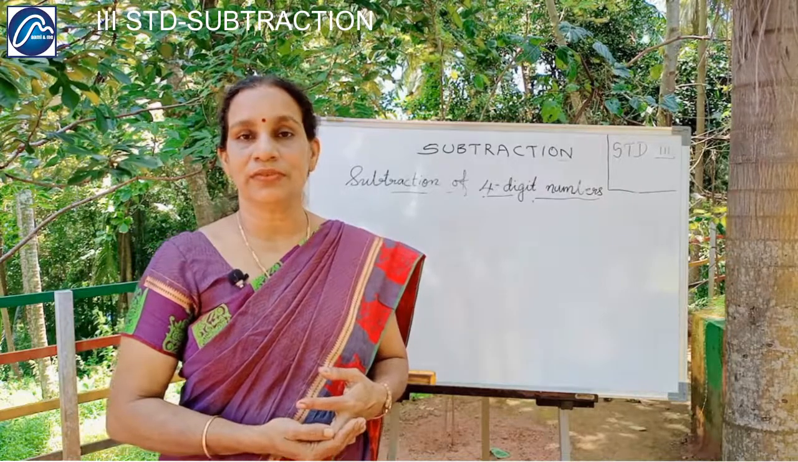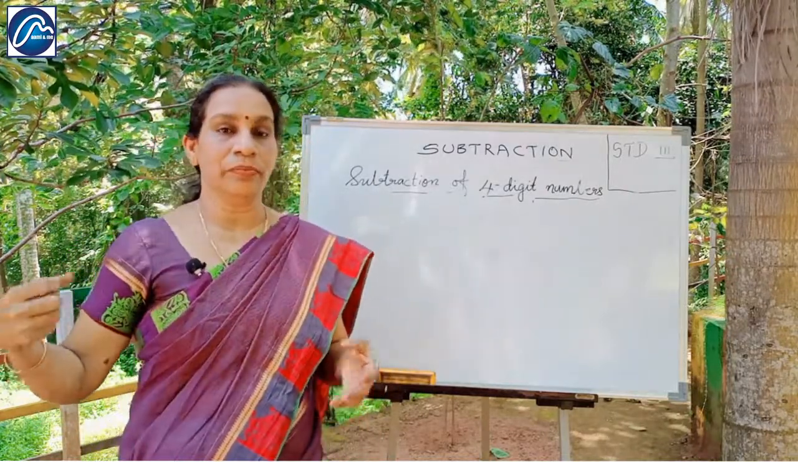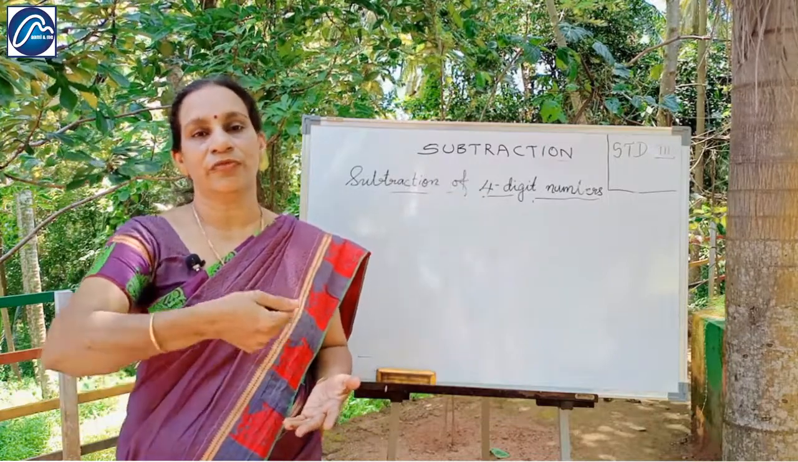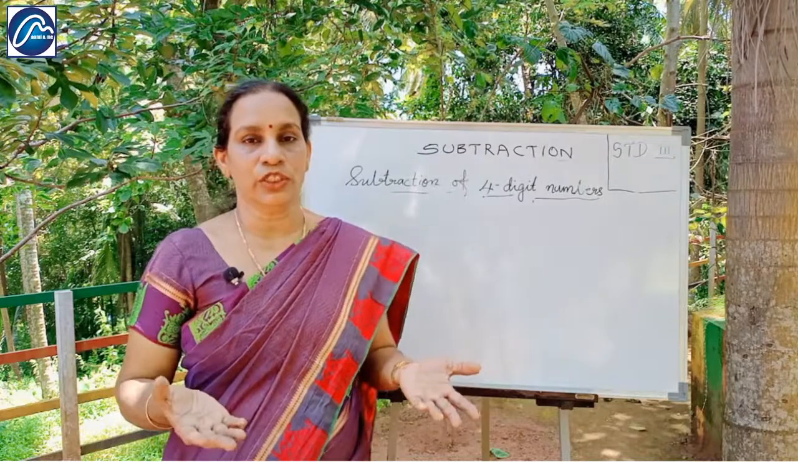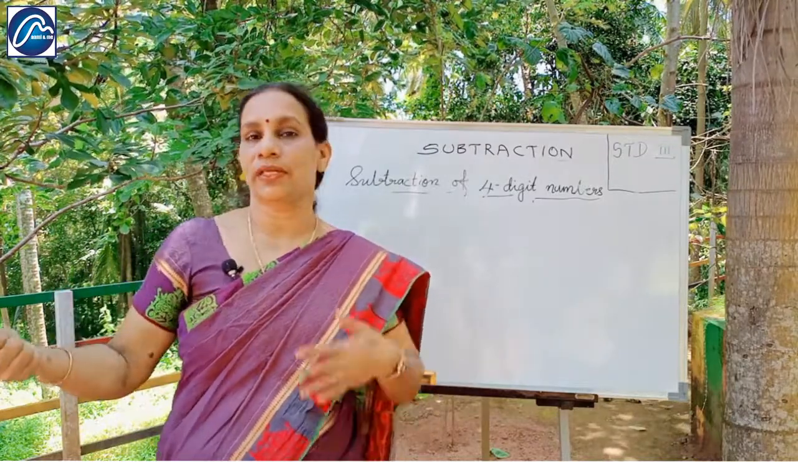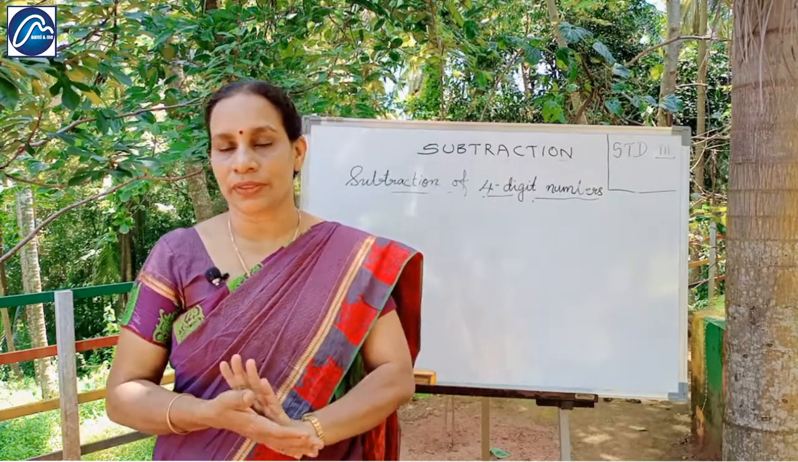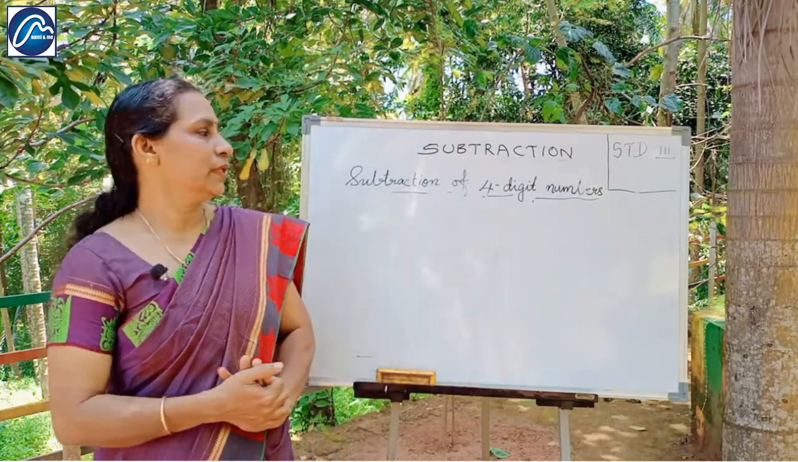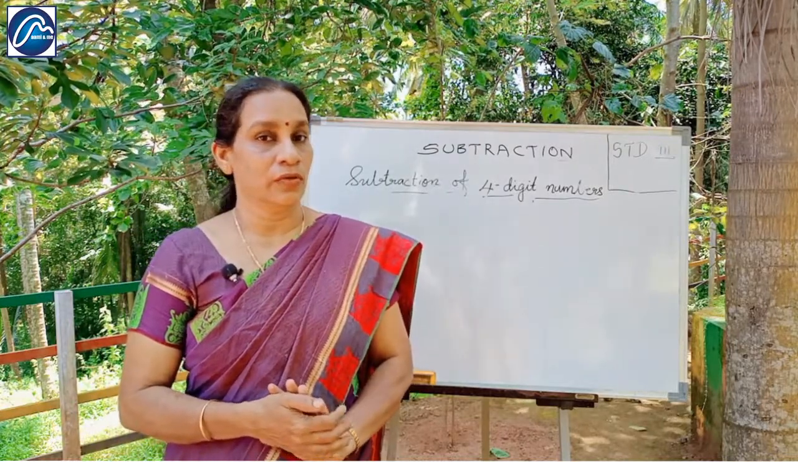What is meant by subtraction? It is taking away from many. We are taking a few from many. If there are 10 seeds, we are taking 4 seeds. Then what will be the rest? 6 seeds. 10 minus 4. That is subtraction. So, in this lesson, you are going to study big numbers.